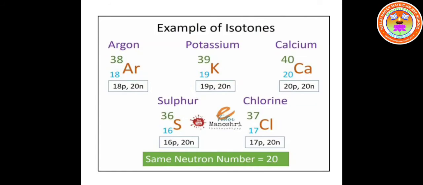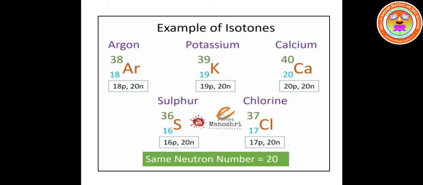Argon 38, potassium 39, calcium 40, sulfur 36 and chlorine 37 are cited as examples for isotones. These are atoms of different elements with different atomic numbers and different mass numbers but with the same number of neutrons. When we calculate the number of neutrons in these elements, it is found to be 20.